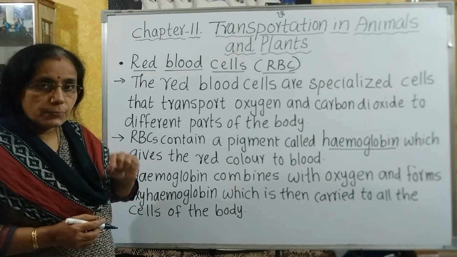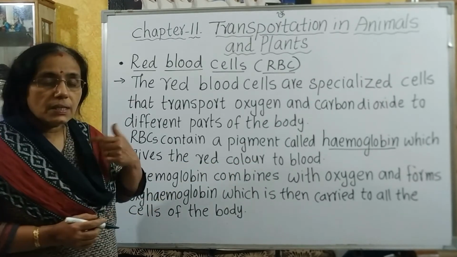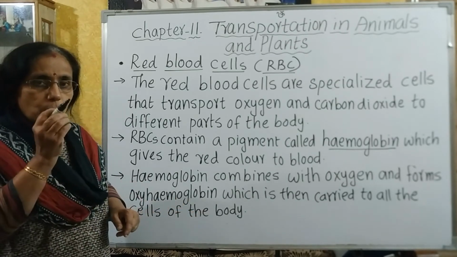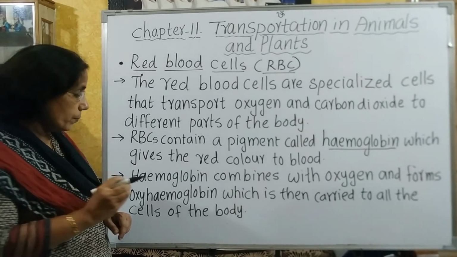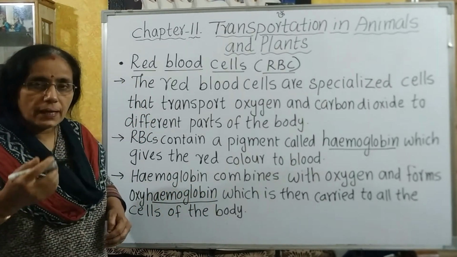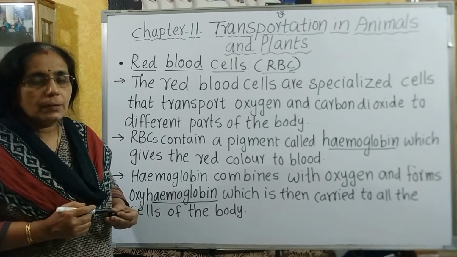Hemoglobin combines with oxygen and forms oxyhemoglobin, which is then carried to different cells of the body. So, hemoglobin combines with oxygen and forms oxyhemoglobin. So, how does the oxygen get carried to different cells of the body? In the form of oxyhemoglobin.